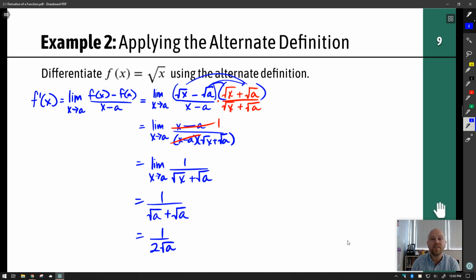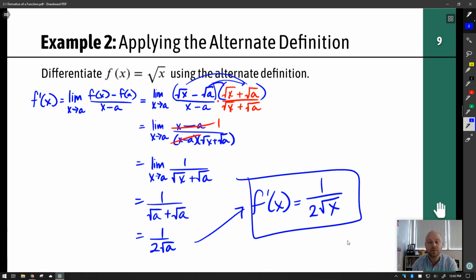So there's the derivative at an arbitrary point a. But if we replace that a with an x, we have now f prime of x is equal to 1 over 2 root x. And there's our derivative of the function f of x equals the square root of x. So there is the definition of derivative, an alternate definition of derivative, and an example used of each type. I will see you back for video 2.